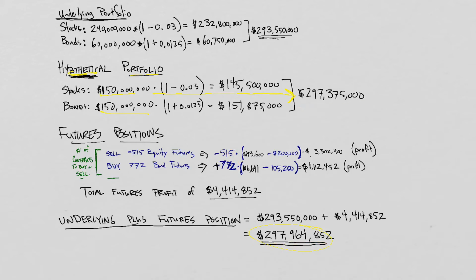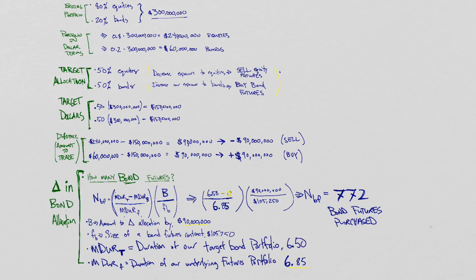And so at a lower cost, we've used futures positions to effectively go from an 80-20 portfolio to a 50-50 portfolio. That's kind of the magic of how this buying and selling works and how these formulas work.